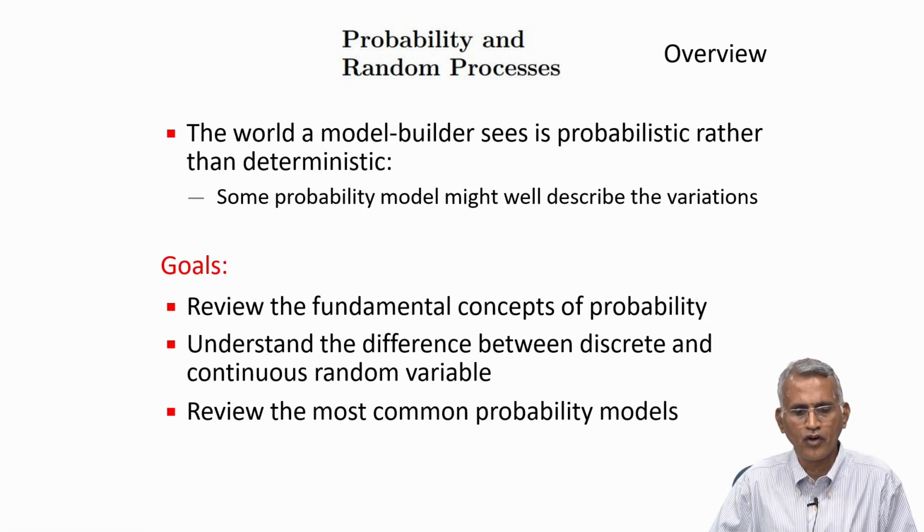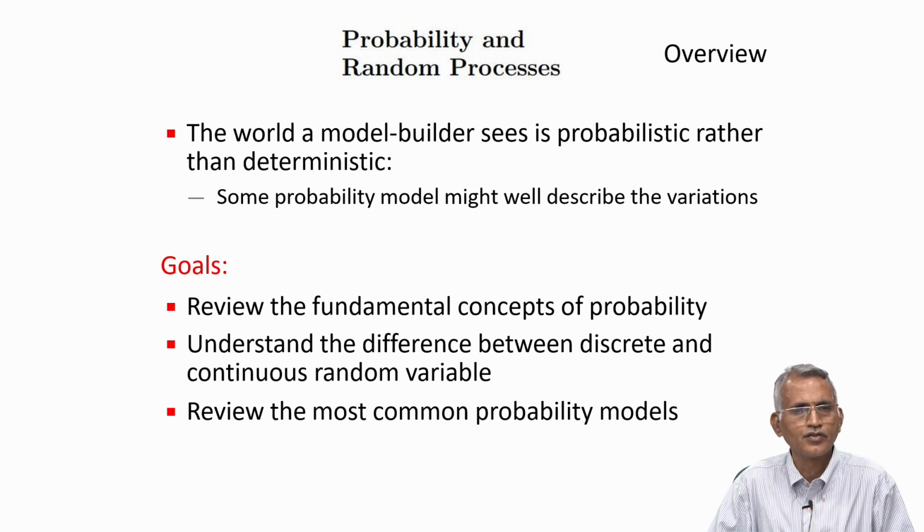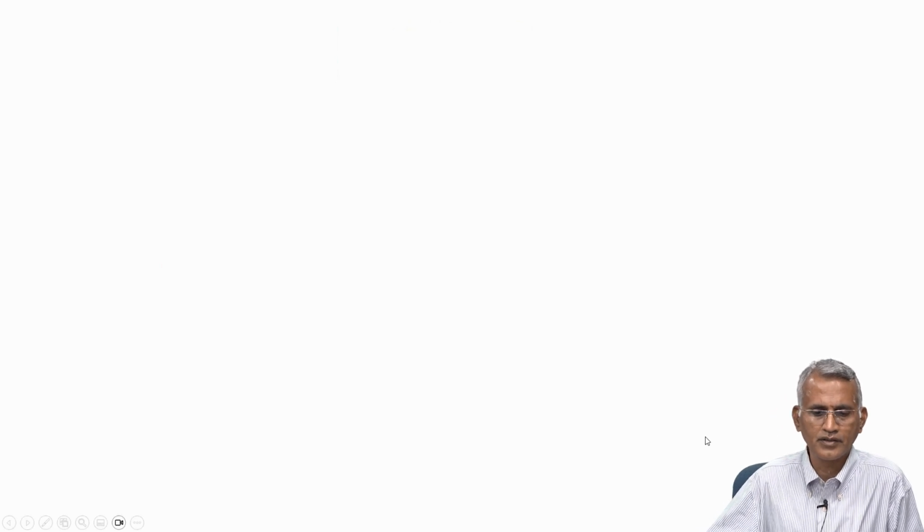So, for an overview of probability and random processes, the world a model builder sees is probabilistic rather than deterministic. Some probability model might well describe the variations. So, our goal is to review the fundamental concepts of probability, understand the difference between discrete and continuous random variables, and review the common probability models. These are all we are going to discuss in probability and random processes.